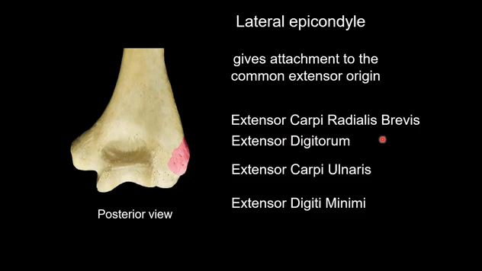Extensor carpi radialis, the same way we have flexor carpi radialis longus, we have flexor digitorum, we have palmaris longus. Those are the flexors. Now we're talking about the extensors. Okay, extensor carpi radialis, extensor digitorum, extensor carpi ulnaris, extensor digiti minimi. Very important. All come from, this is the posterior view, okay? So you're going to see the attachment from this common extensor origin.